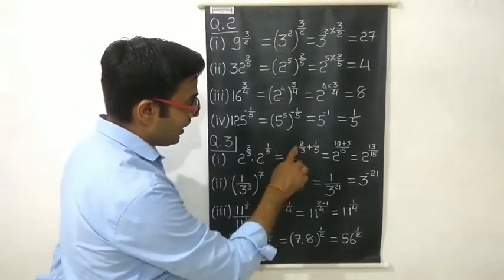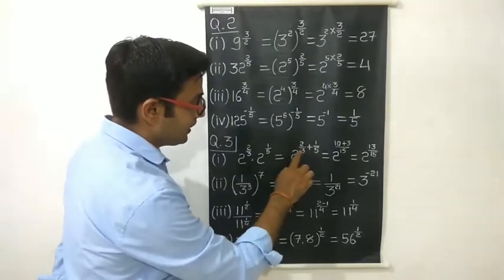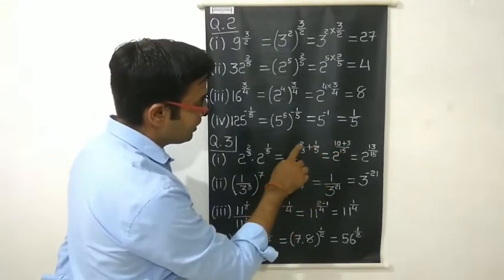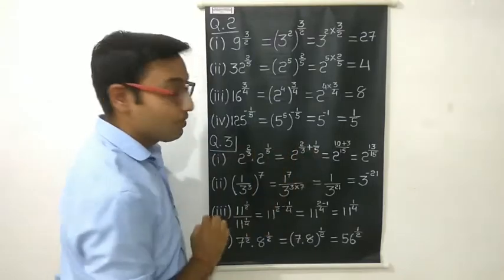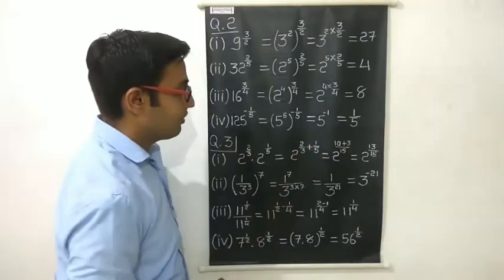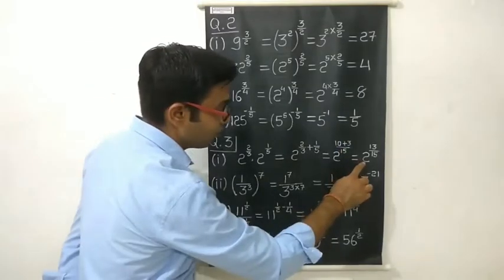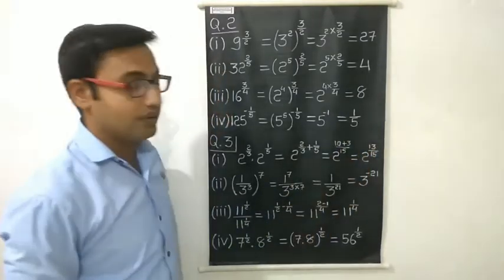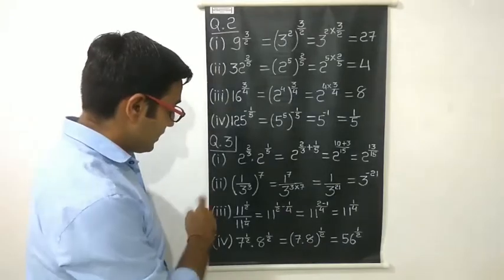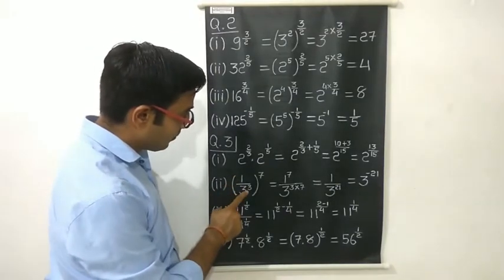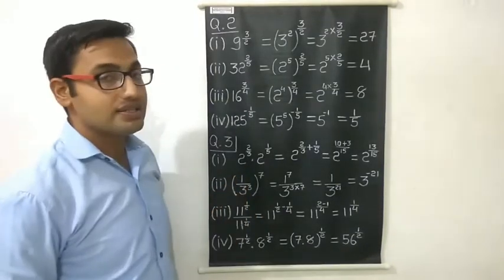So now if we add both these powers, what will happen? 15 is the LCM. Here we have to multiply with 5. So 5 2s are 10, and here we have to multiply with 3. So 3 1s are 3. 10 plus 3 upon 15, and the answer is 2 raised to power 13 upon 15. Right? Second one is 1 upon 3 raised to power 3 whole raised to power 7.